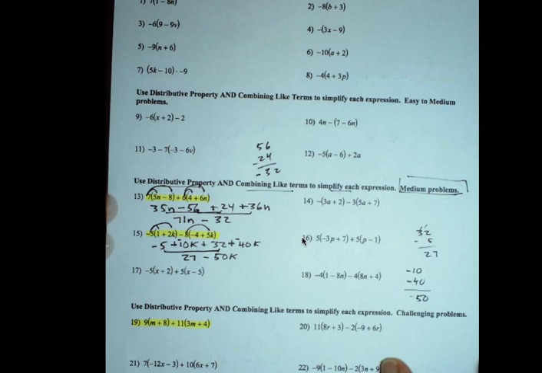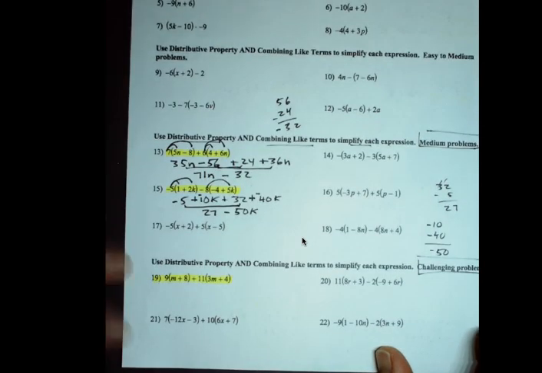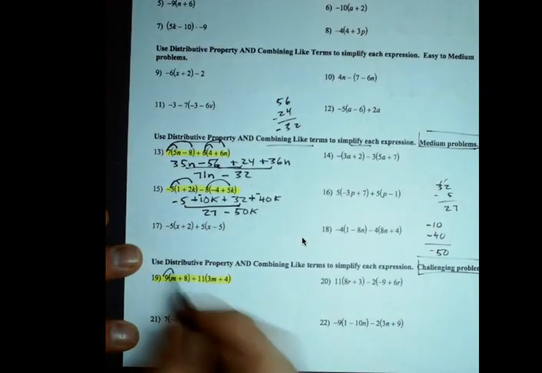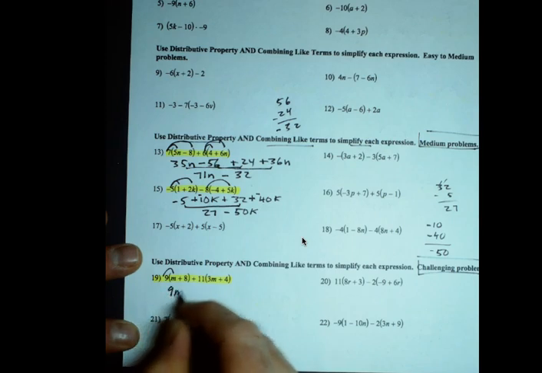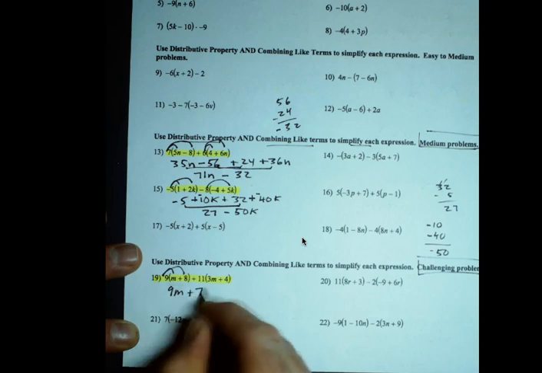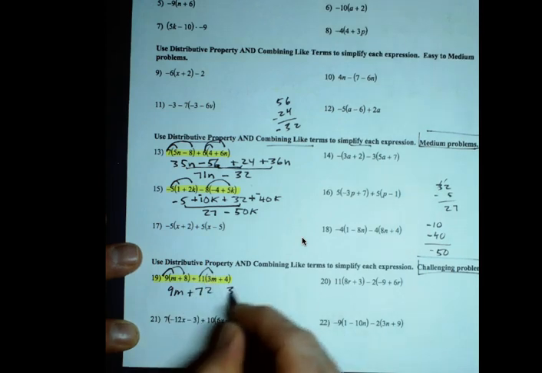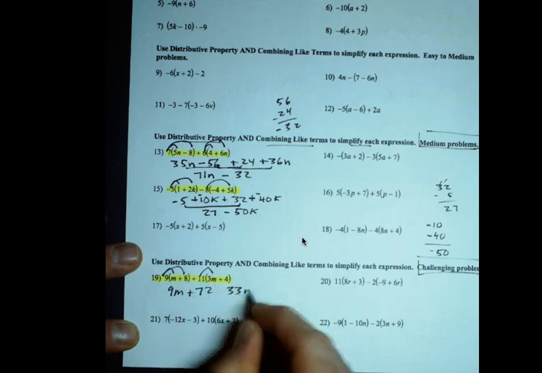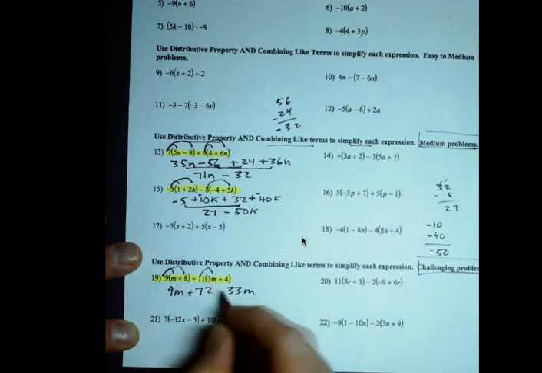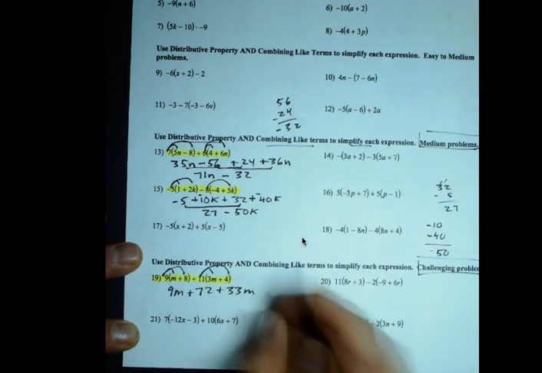All right, now we're going down into the super challenging problems. But we can do this. Same type of idea. All right, so I have 9 times m, that's pretty simple. That's 9m. I've got 9 times 8, and they're both positive, so that's a plus 72. Now I have to distribute out this other one. I have 11 times 3, and that's 33, and I have to attach the m to it, so it's really 33m. Those are both positive, so that's a plus 33m. Then I have 11 times 4, which is 44.